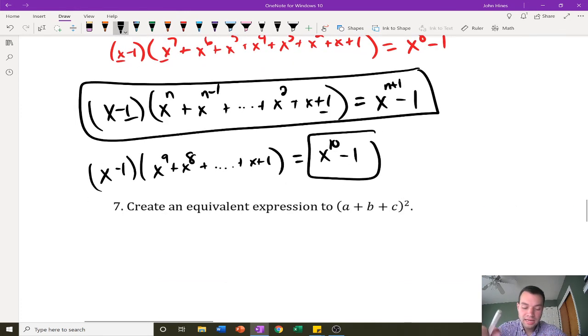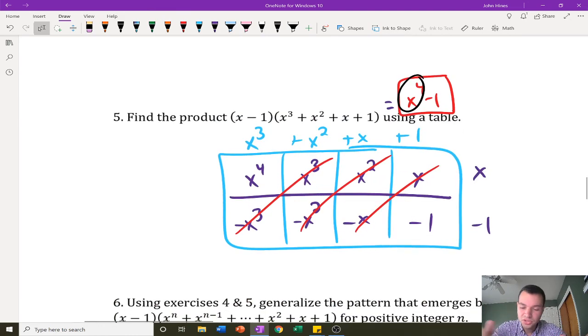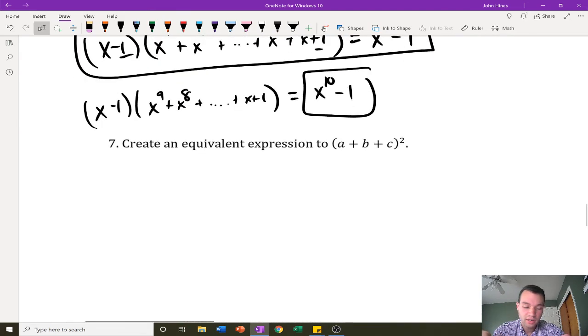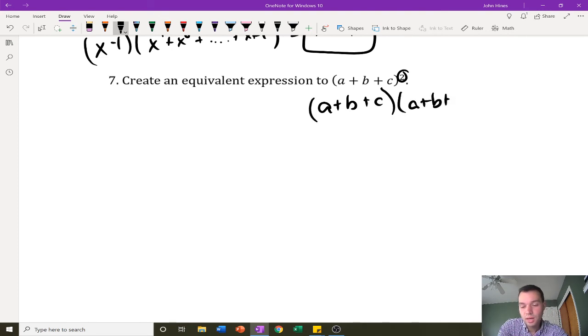One more problem to end out the video. That's hard. I'm not going to ask you to do that much, but I want us thinking a little bit. I want us to be a little bit more mathematical than just doing problems over and over again. Last problem of today: create an equivalent expression to a plus b plus c, squared. Well, what does squaring mean? Squaring means I'm going to multiply something by itself. I'm going to find the product of itself with itself.